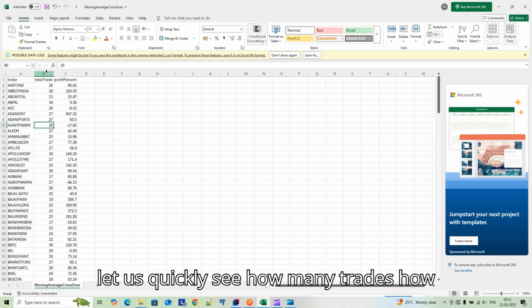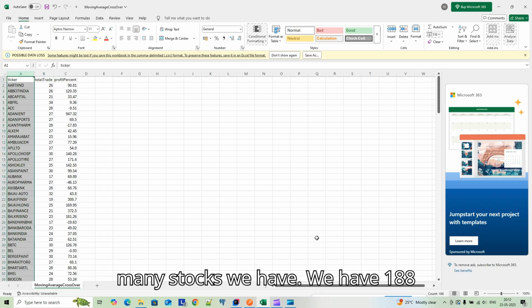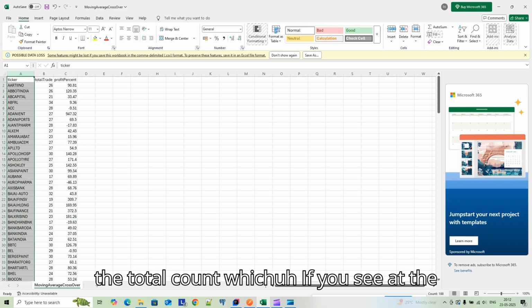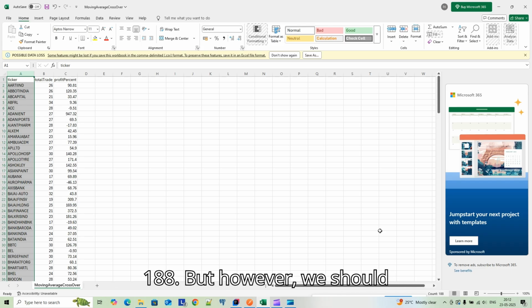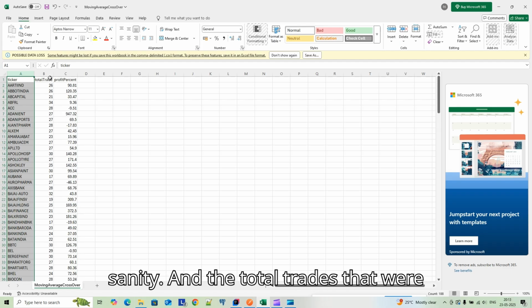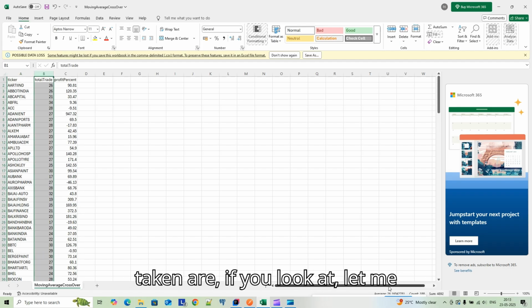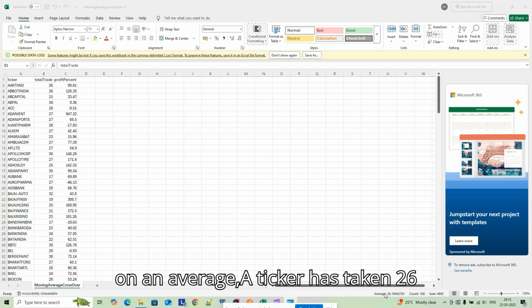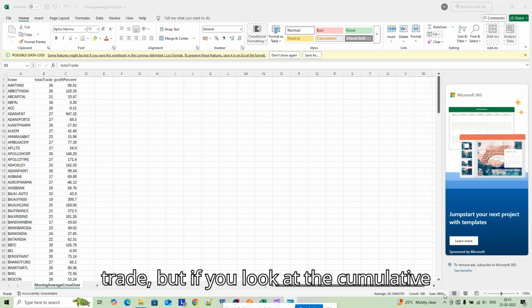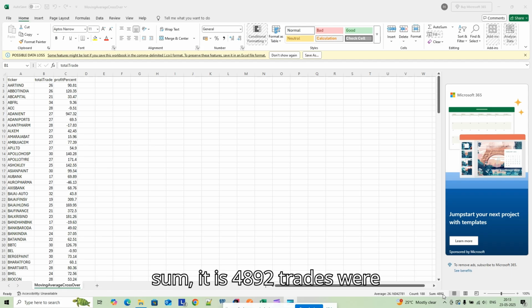So let us quickly see how many stocks we have. We have 188 as the total count, which you can see at the right bottom corner. However, we should ignore the first row, which is the header. So it is 187 stocks that were taken as part of the sanity check. On an average, a ticker has taken 26 trades, but if you look at the cumulative sum, 4,892 trades were taken out in these stocks.